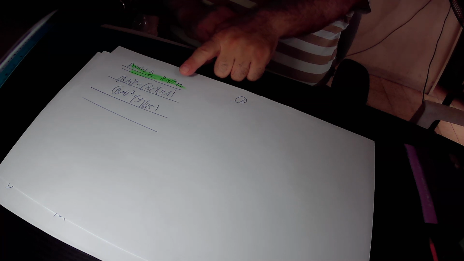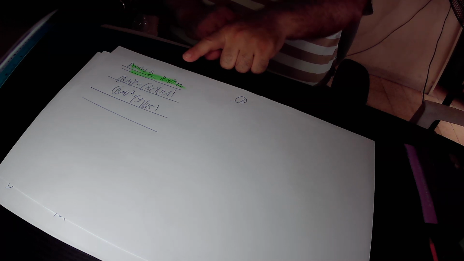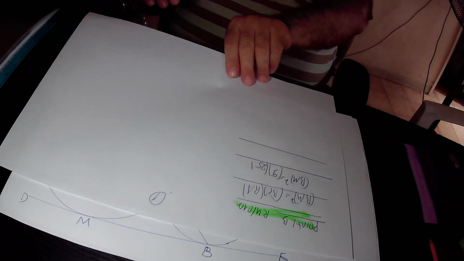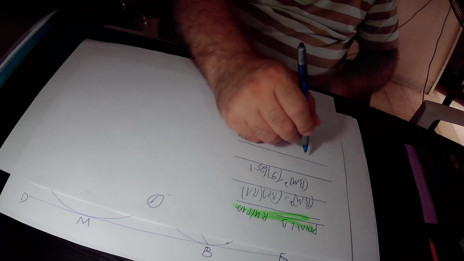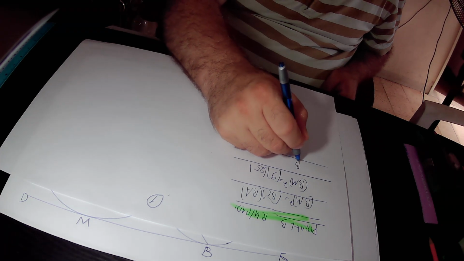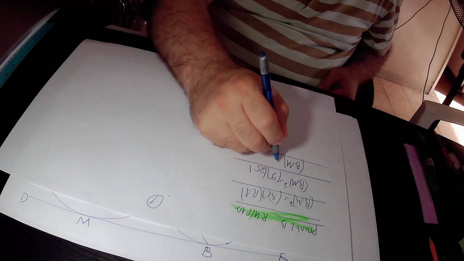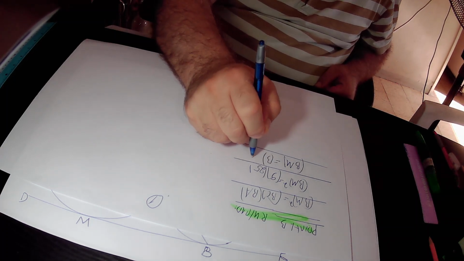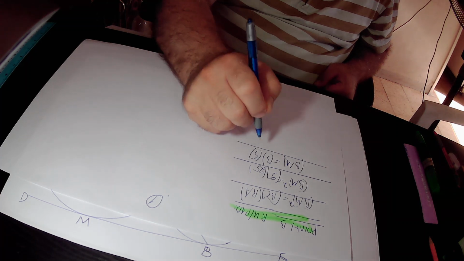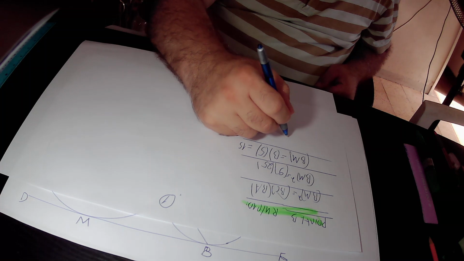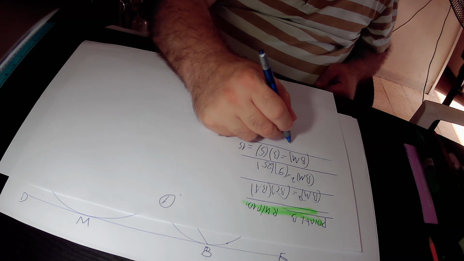Here we take the square root of this equation and we get that BM, the length of tangent BM, is square root of 9, that is 3, times square root of 25, that is 5. So in total BM equals 3 times 5, that is 15. So the length of tangent BM is 15 units.